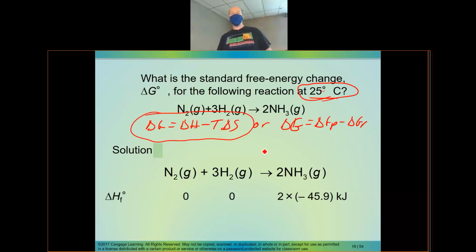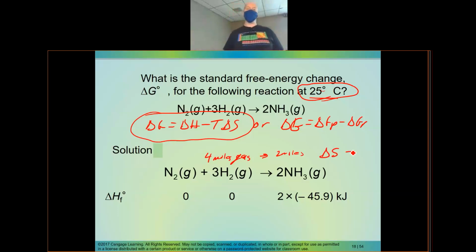What you can predict is the sign of delta S. So you see that you have 1 mole of gas plus 3 moles of gas. You've got 4 moles of gas on the reactant side. You are producing 2 moles of gas on the product side. You're going to more order, to less disorder. Delta S, less disorder, will be negative.